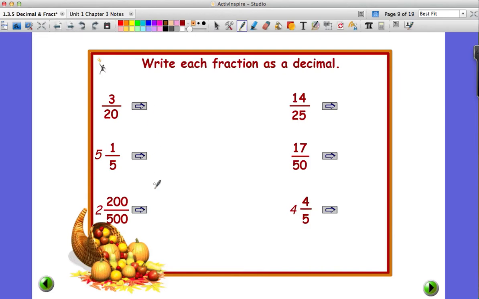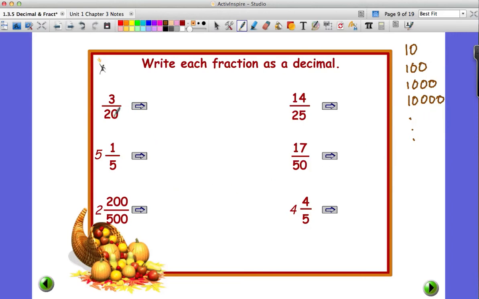So in this case, I want you to take a look at the denominators, and I want you to think, can I change them to 10, 100, 1,000, 10,000, so on and so forth. It doesn't just have to be one of these 4. Remember, the next one would be 100,000, and then it would be 1,000,000, so on and so forth.